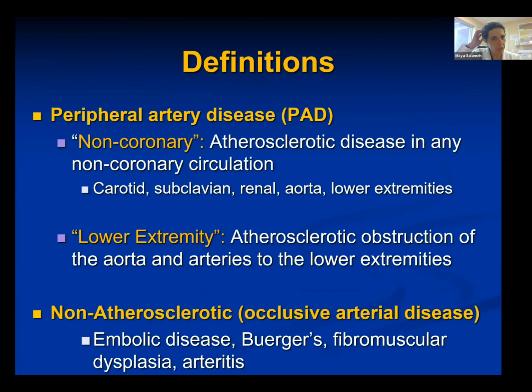So I'm going to start with some definitions because people use the term PAD in different ways. It can have a very broad definition where people talk about it as any atherosclerotic disease in the non-coronary circulation. That would include carotid disease, renal, aorta, et cetera. And then there's a more focused definition, which is lower extremity PAD, referring to obstruction of the aorta and arteries to the lower extremities. This is actually the focus of my talk today, lower extremity PAD, and that's what I'm referring to when I use the term PAD. Obviously, there are other non-atherosclerotic arterial diseases, but I'm not going to be covering those in this talk.